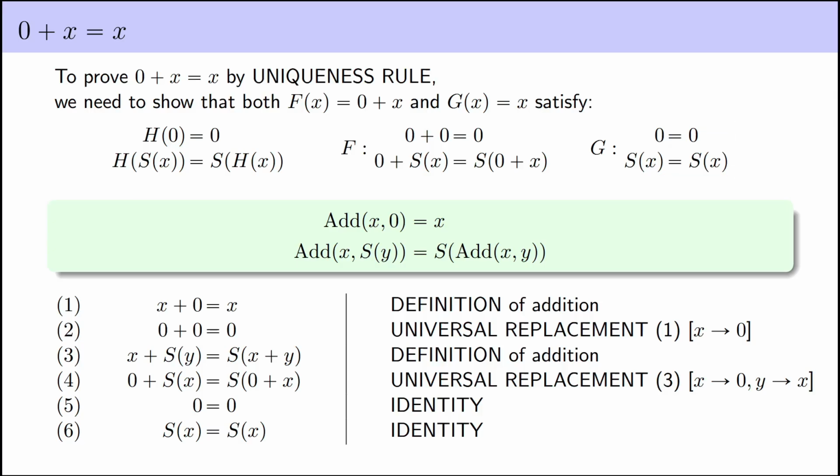Note that you really only need one identity, x equals x, and then you could use universal replacement to replace those x's by whatever you needed, but that's an annoying extra step. So now we've shown everything we need to apply Goodstein's uniqueness rule to lines 2, 4, 5, and 6, giving us that 0 plus x is equal to x. So this is great. We have a formal system of reasoning about arithmetic with just 5 different rules for how to get from one line to the next.